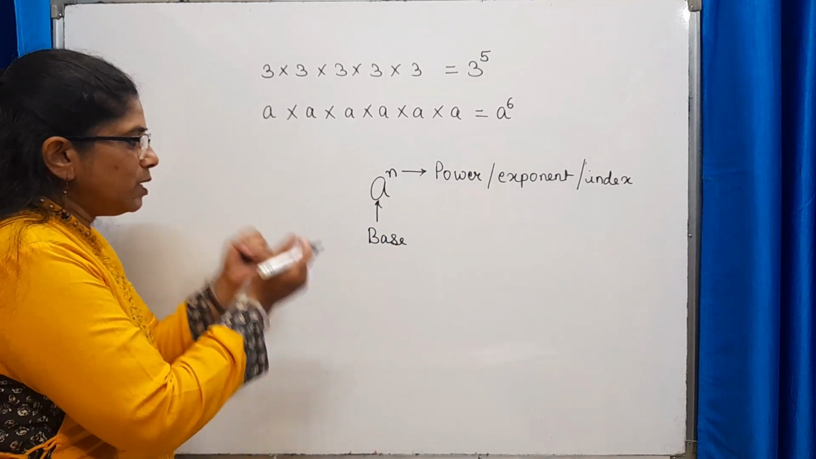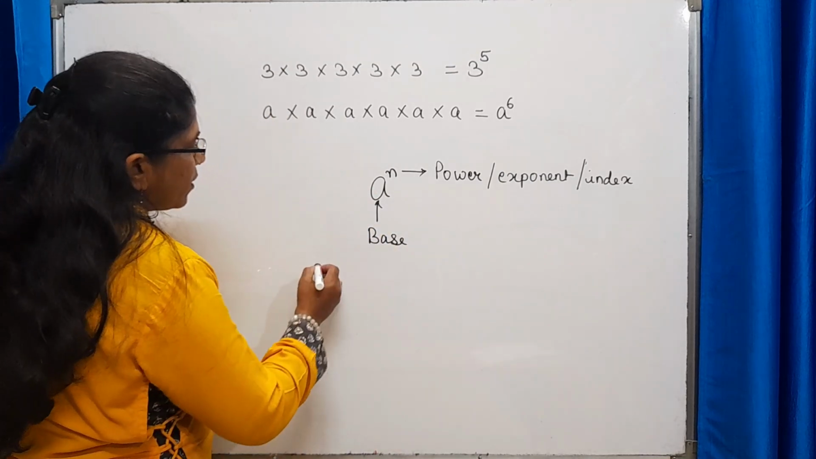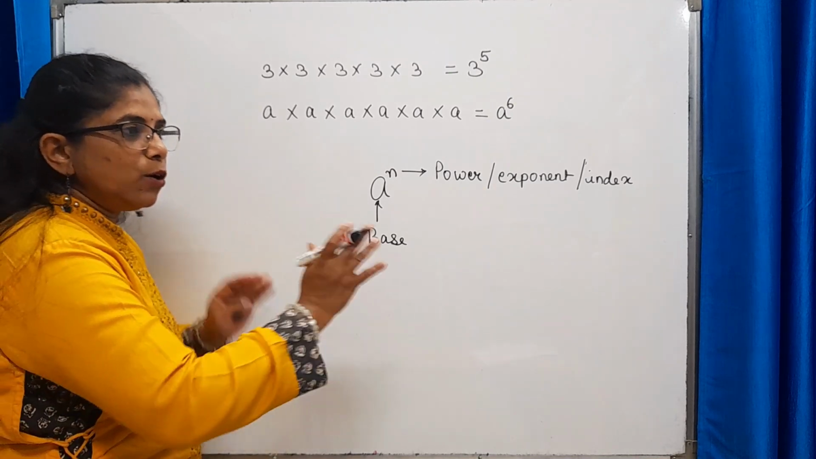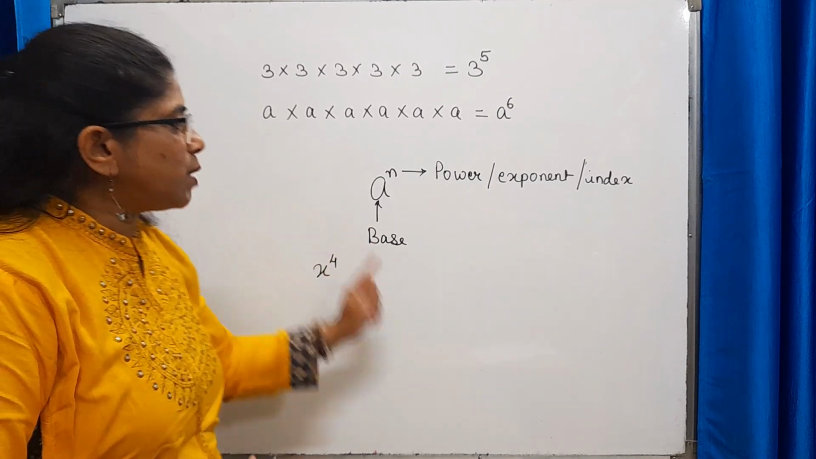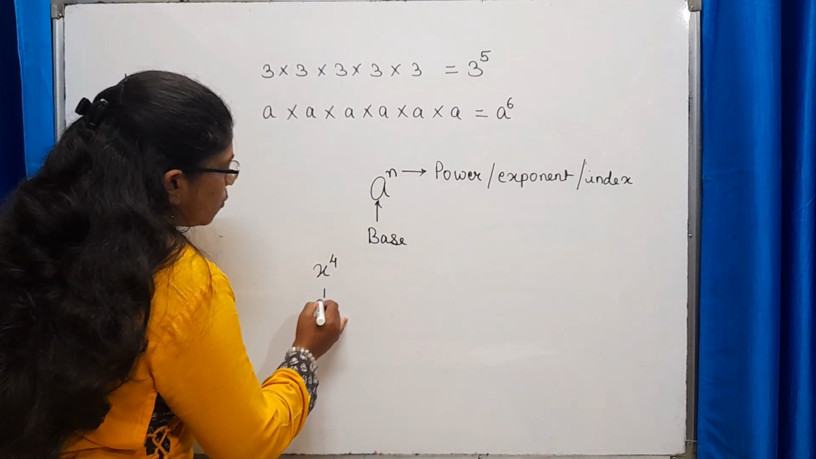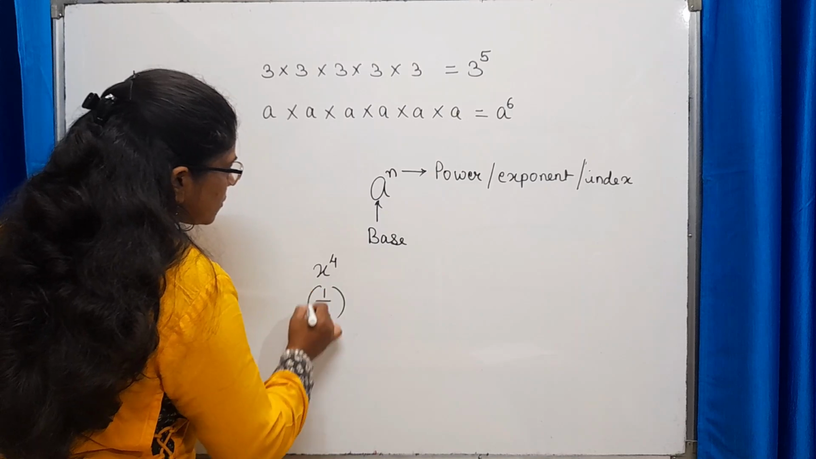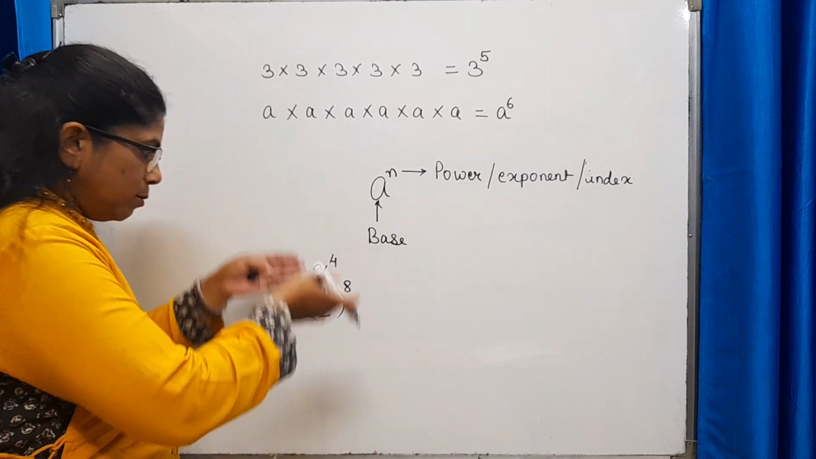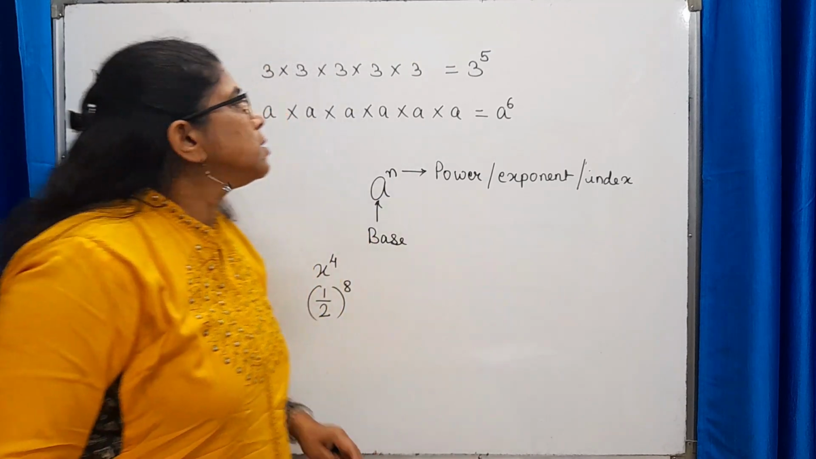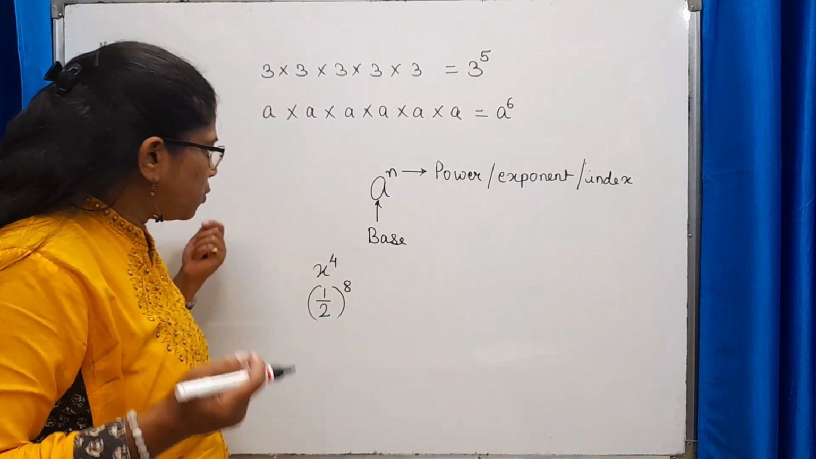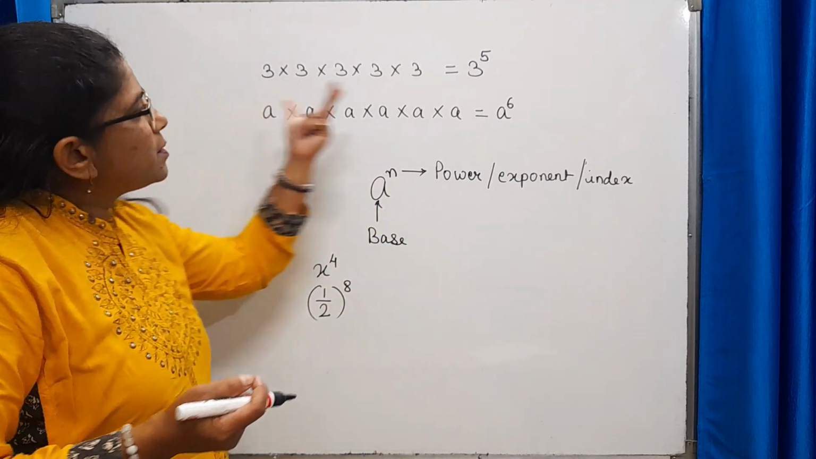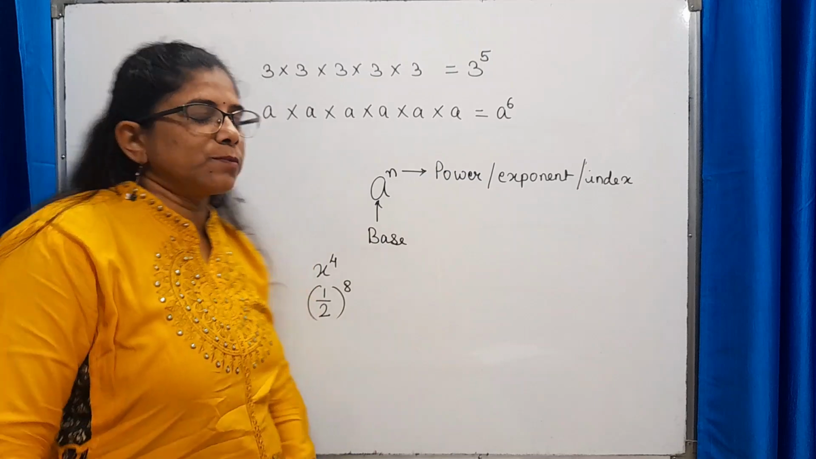So now in general, if I write x to the power of 4, now the meaning of this is x is multiplied 4 times. If I write 1 upon 2 to the power of 8, means 1 upon 2 is multiplied 8 times. So hope the meaning of this exponent is quite clear to you. It is nothing but a shortcut way of expressing this long way multiplication.